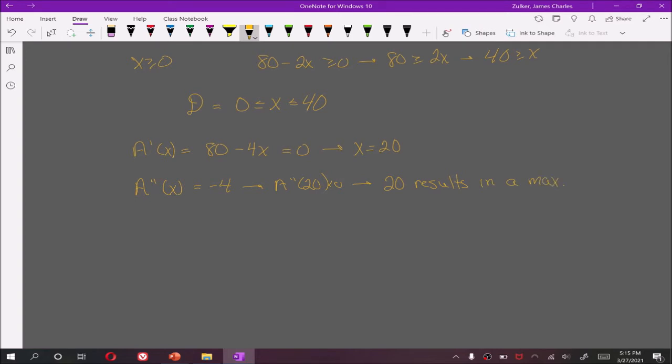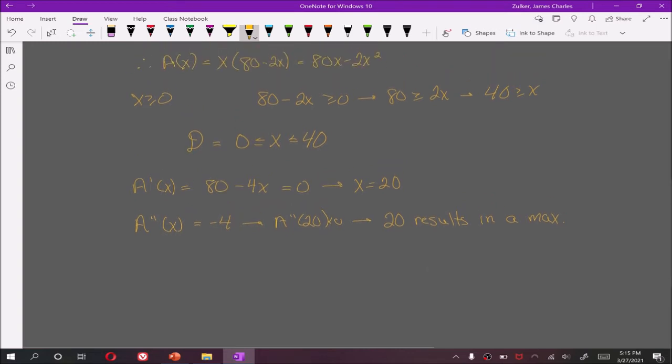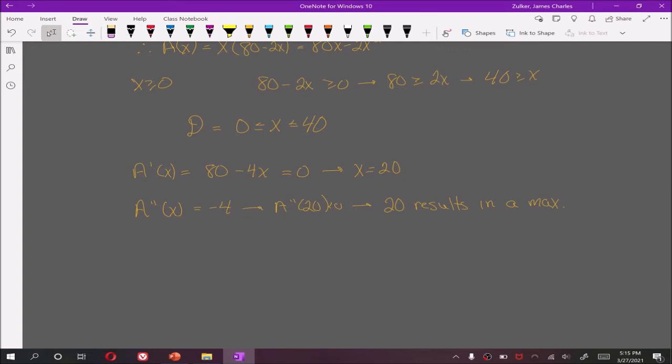Now there is a corollary to the second derivative test, which states that if c is the only critical value within the domain, then the second derivative test gives you an absolute extrema. So 20 is the only critical number within our domain 0 to 40. This means that not only is 20 a relative max, it is guaranteed to be an absolute max. So x equals 20 maximizes area.